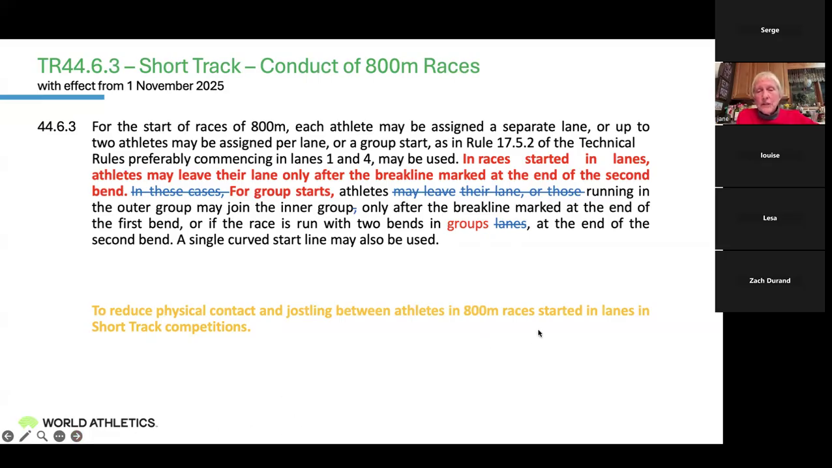And of course, hopefully the athletes are spread out a little bit more and there's less chance for collisions.